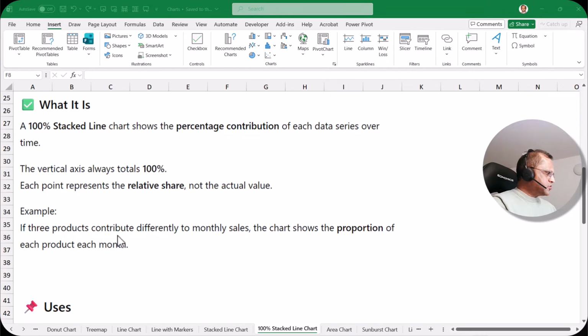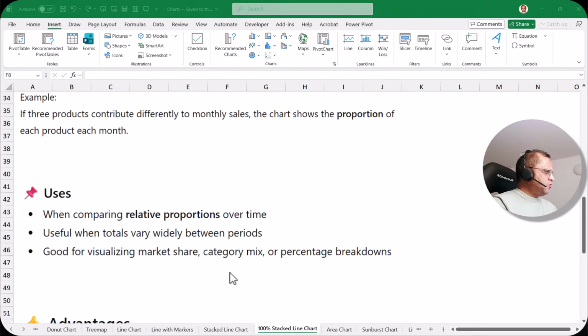For example, if three products contribute differently to monthly sales, the chart shows the proportion of each product in each month. So for every month, we can see very well the contribution of each product. What are the uses? It is used when comparing relative proportions over time, useful when totals vary widely between periods, and it is good for visualizing market share, category mix, or percentage breakdown. So these are the various use cases of the 100% stacked line chart.